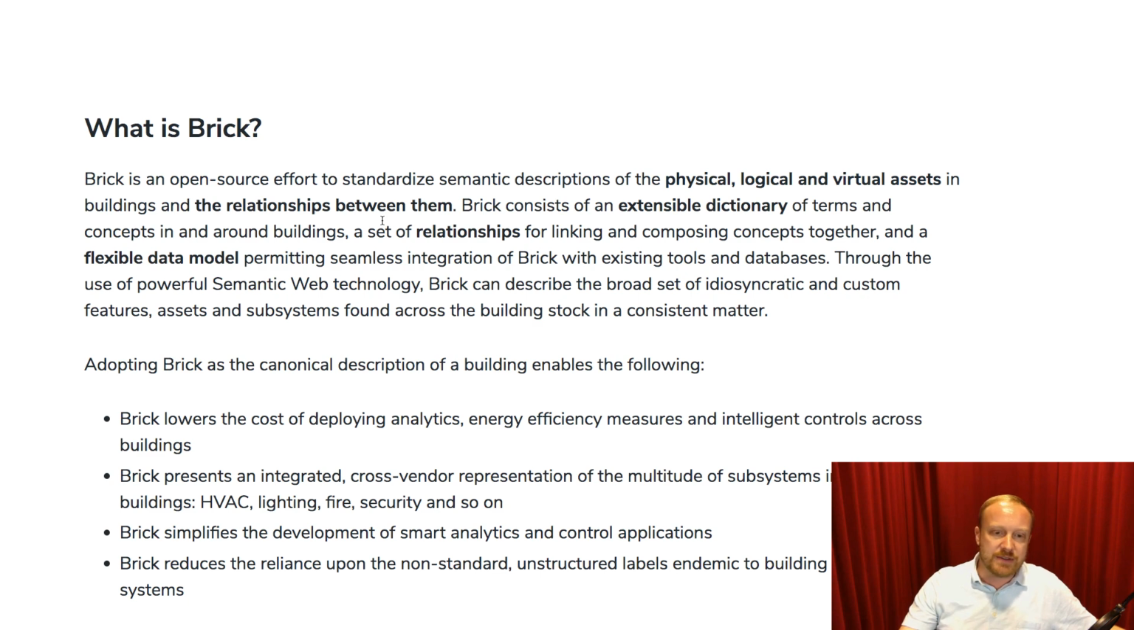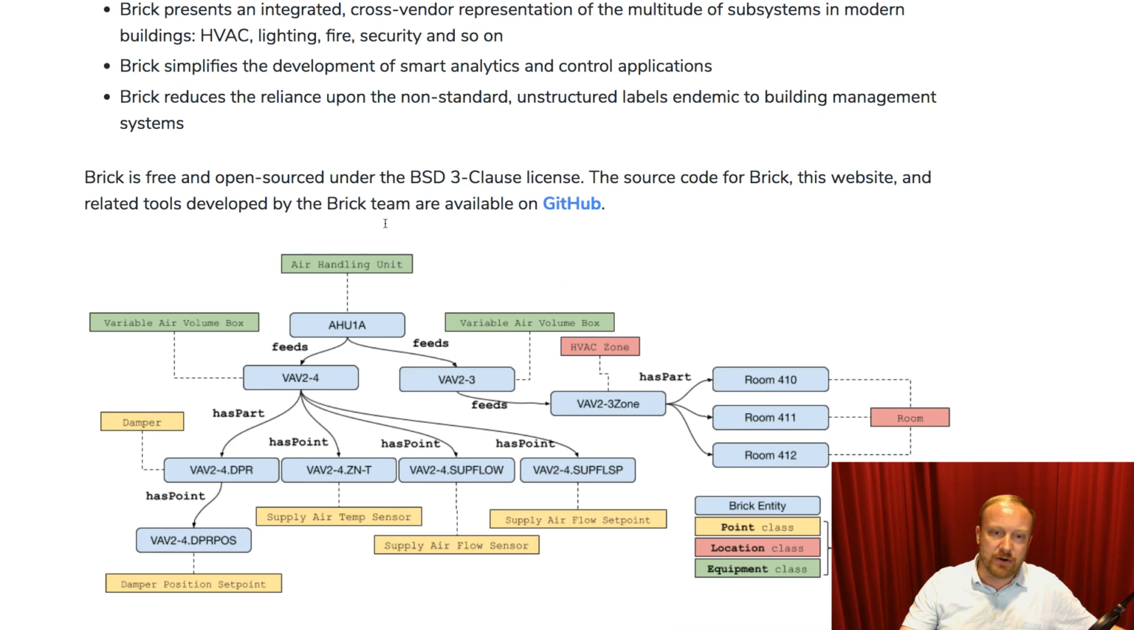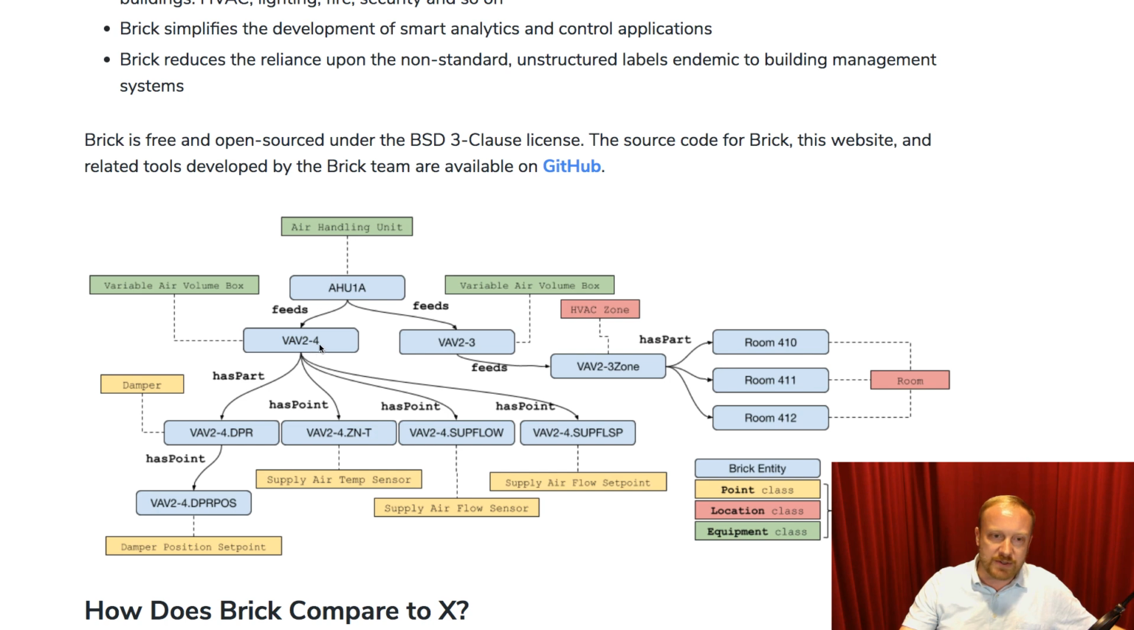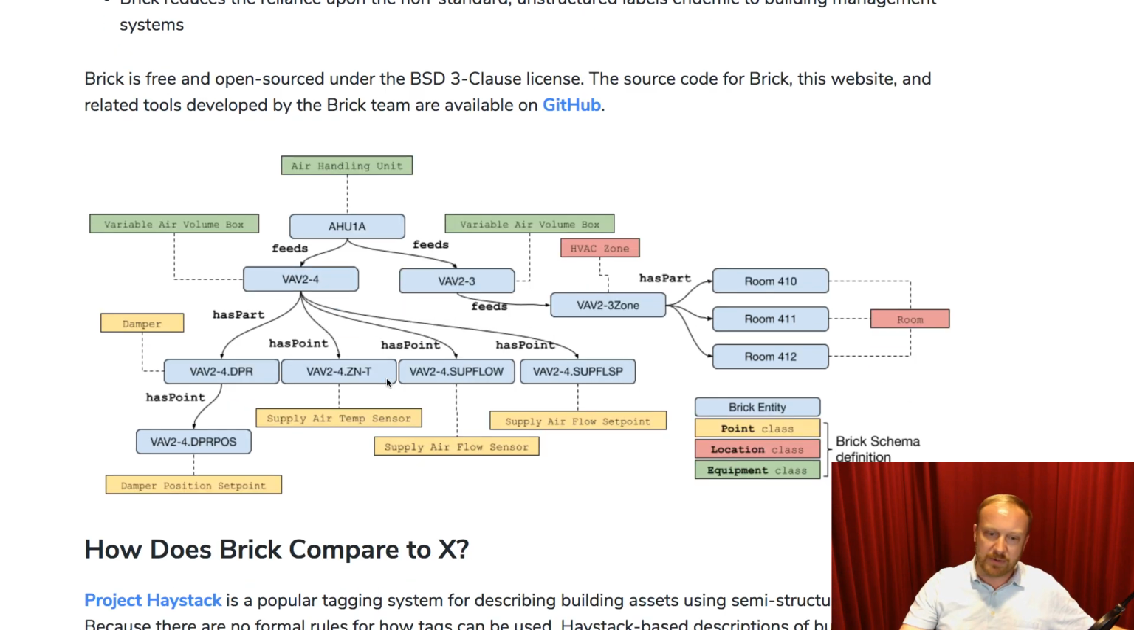From this website, you can learn about the way Brick works. Here's a nice diagram which shows an example of a building where you have a certain type of system, in this case, an air handling unit, VAV box system. Each of these systems has some sort of hierarchy to it, and there are different metadata tags about what these individual things are. And there's a discrepancy between what an entity is, what the point is, the location, and the equipment.